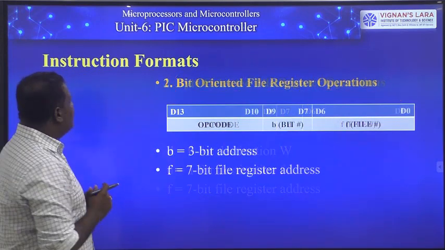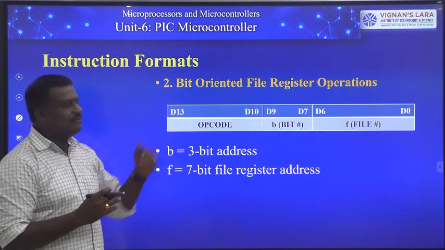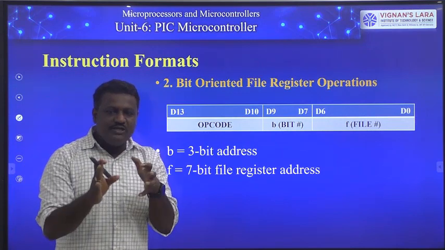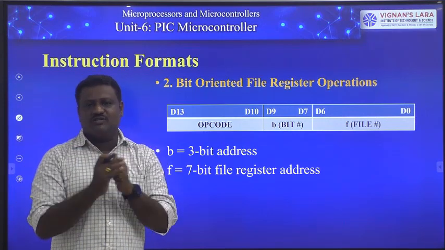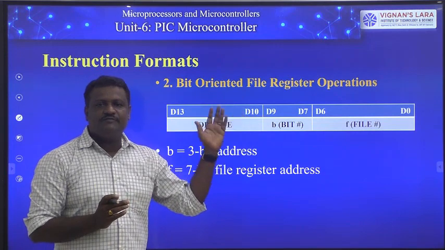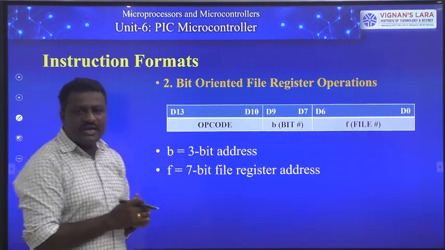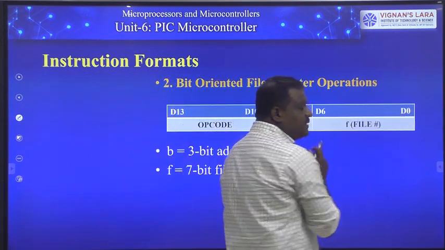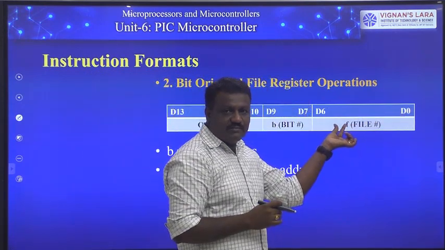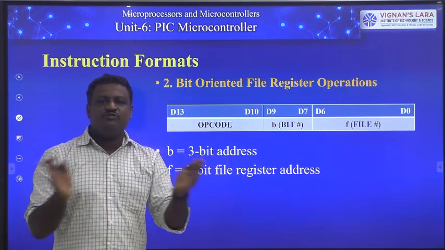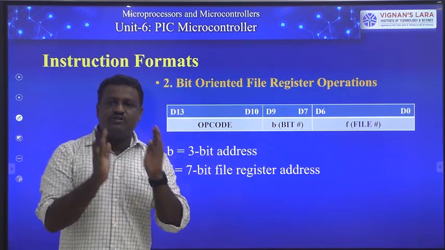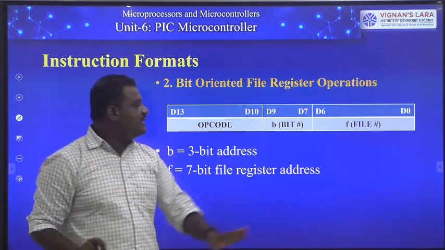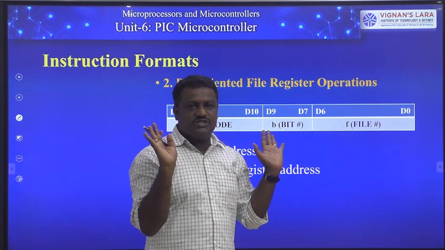Yes. Next, I would like to discuss bit-oriented file register operations. That means we are doing operations on bits of file registers. Then how does our instruction format look? See here guys, again it is divided into 3 fields. The least significant 7 bits are again dedicated to the file register, which is a register present in a register bank. We know that the bank size is 128 bytes. To address a register in the bank, no doubt I need a 7-bit address, like our previous case.